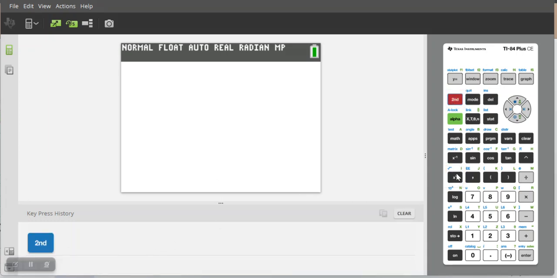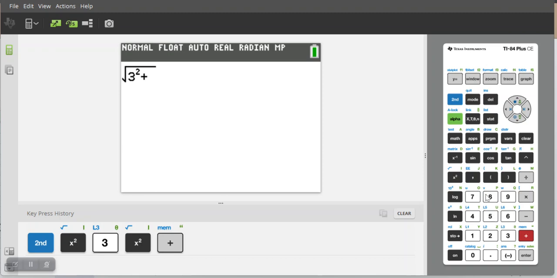So second square root, and then what did I say? 3 squared plus 8 squared, and then I'm just going to move out of the square root here. And then whatever this is will be the value of the hypotenuse, or the length of the hypotenuse as a decimal. Keep in mind you may need to express this exactly.